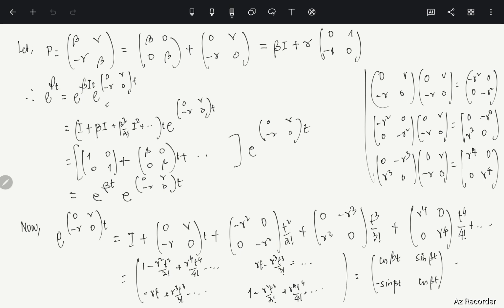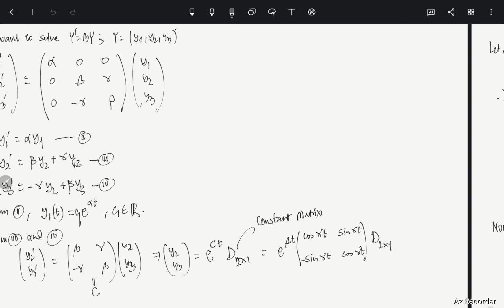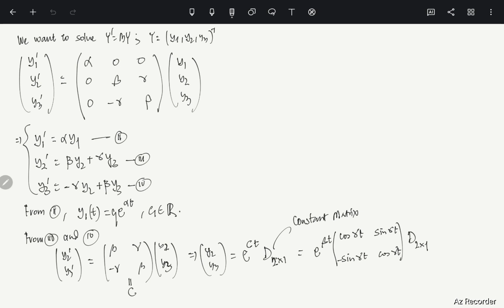So there is nothing to check. I calculated everything. So you understand how this is going to be calculated. This is done. This is how we calculate this part. Now, if you want to find out what y1, y2, y3 are, we already got it. y1 is this, so therefore we can write it like this.